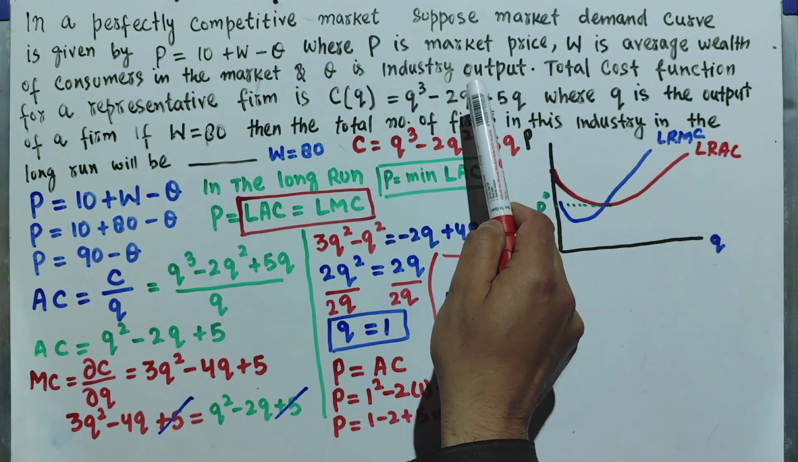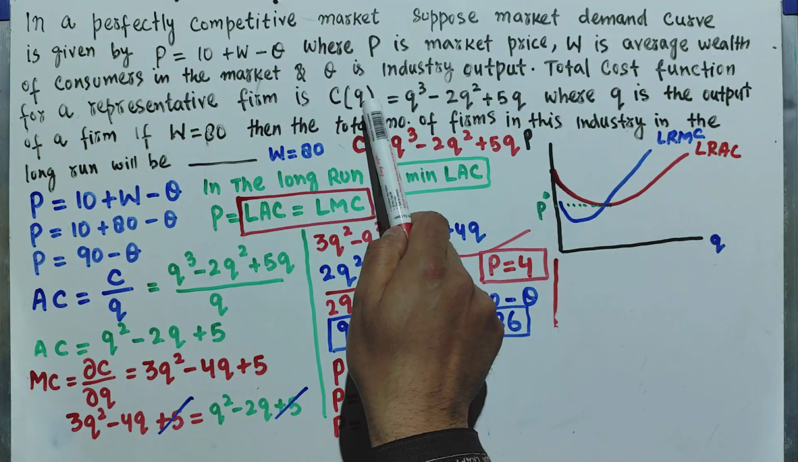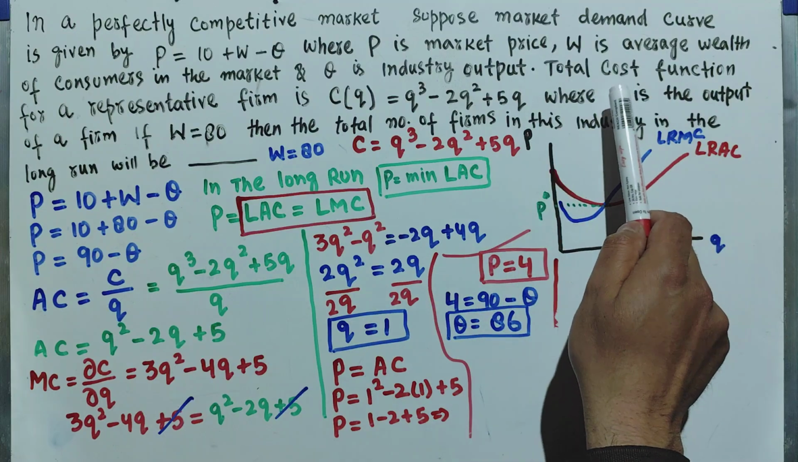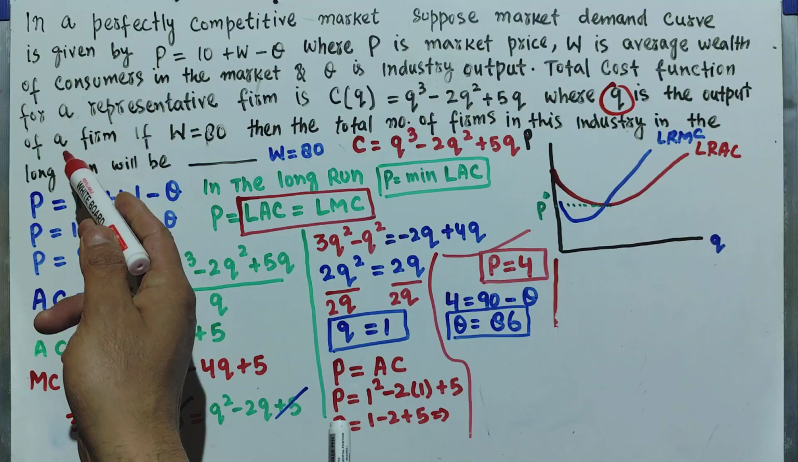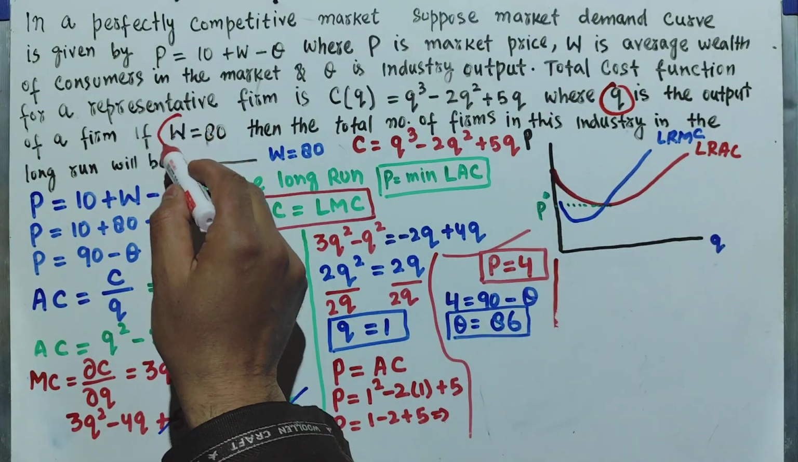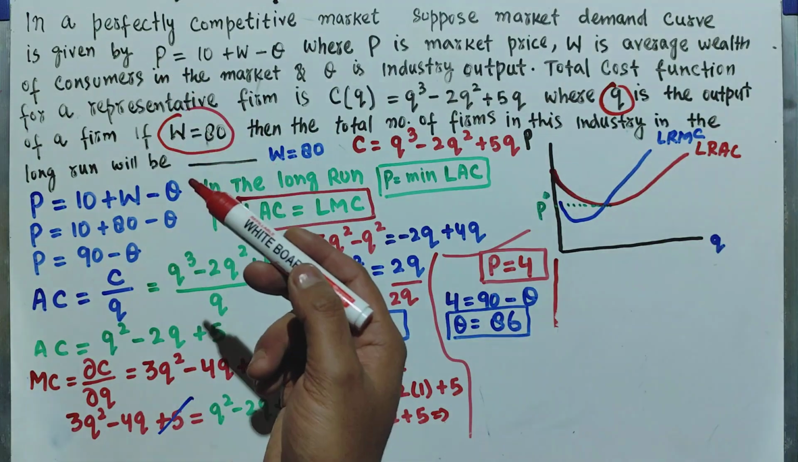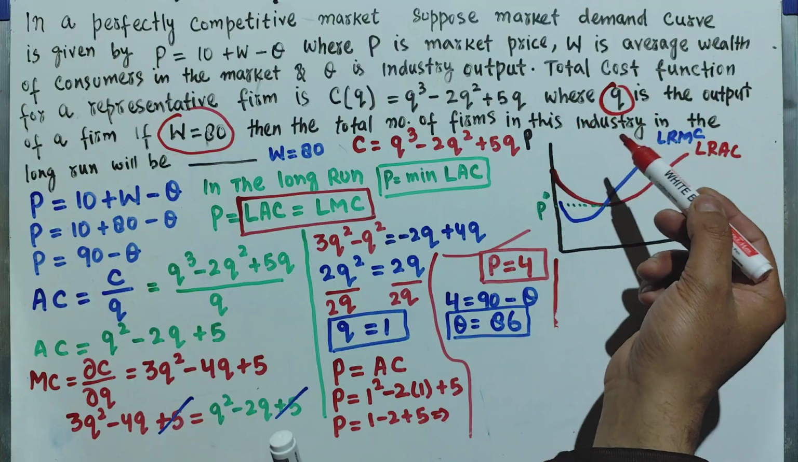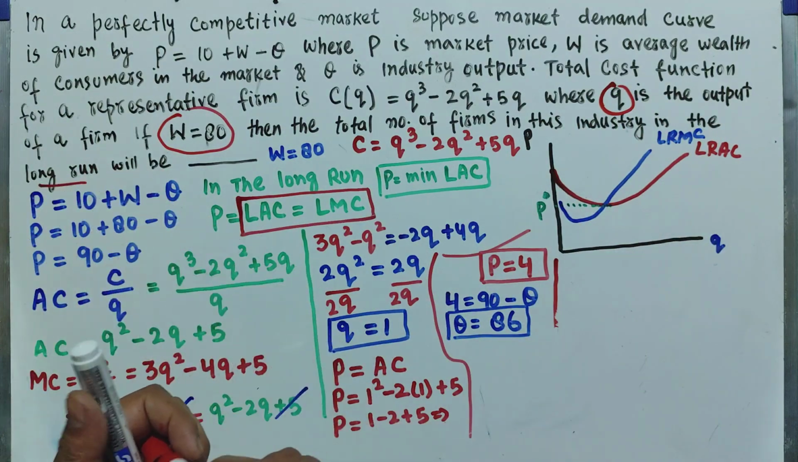denotes the industry output. The total cost function for the representative firm is denoted by this small q, that is C is equal to q cube minus 2q square plus 5q, where this small q denotes the output of a firm. If the average wealth of the consumer in this market is 80, then the total number of firms in this industry in the long run will be, we need to find out the total number of firms here.